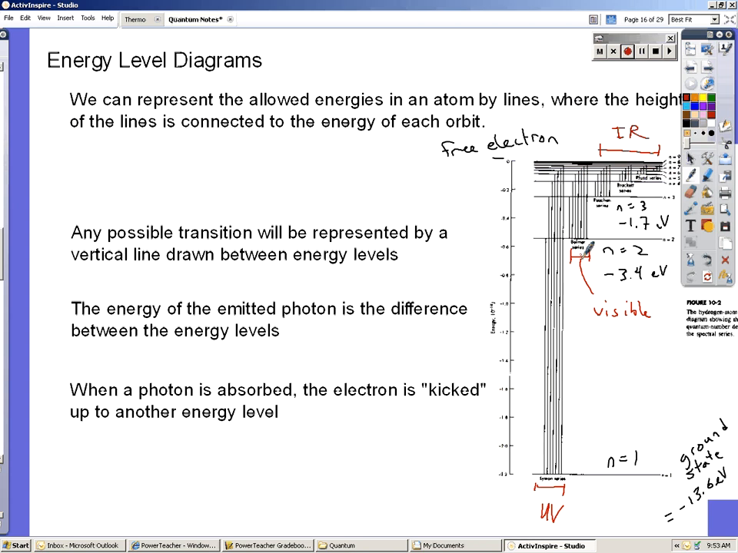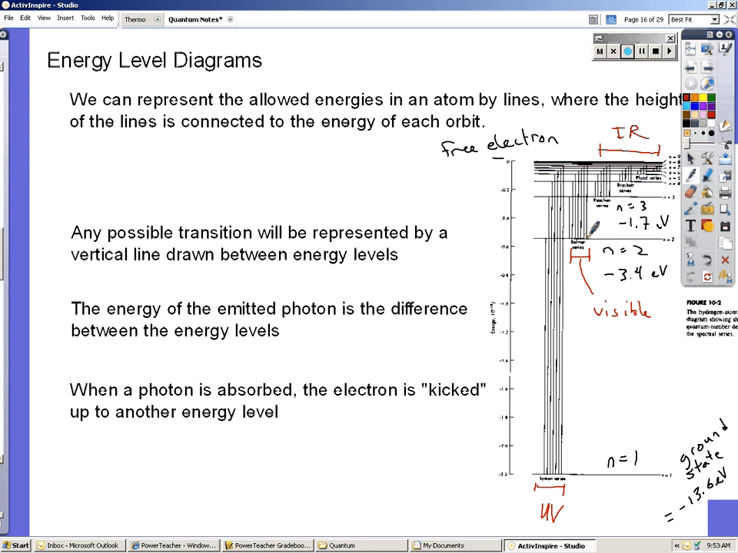The idea is that the energy of the emitted photon is equal to the difference between the two energies, and we show a transition by a vertical line drawn between the energy levels. You can also have photons absorbed. But a photon will only be absorbed if it's exactly the right energy to move an electron up to the next energy level.